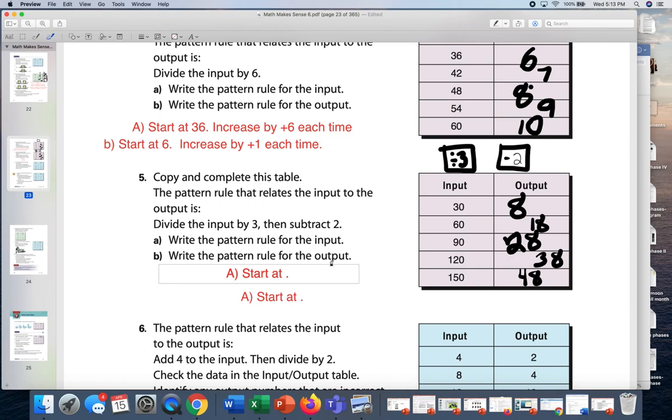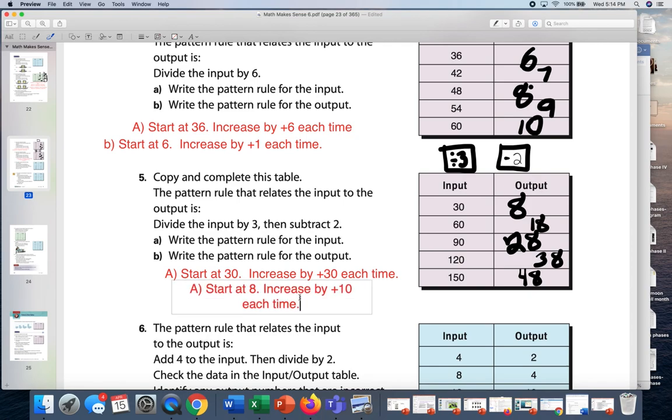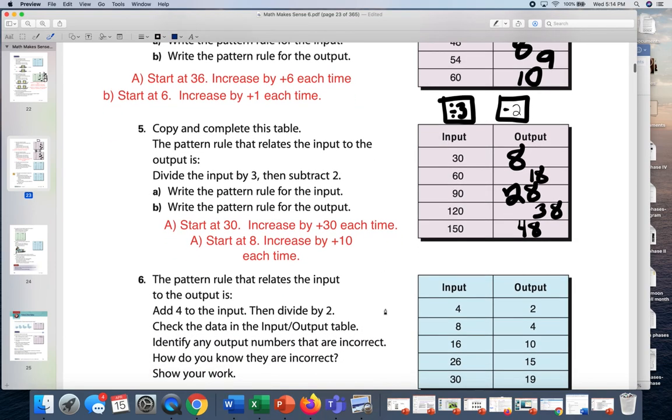Write the pattern rule for the input. Start at 30, increase by adding, we're going up by 30 each time. And then the next one, the pattern rule for the output, start at 8, and then increase by adding 10 each time. That should have been B.